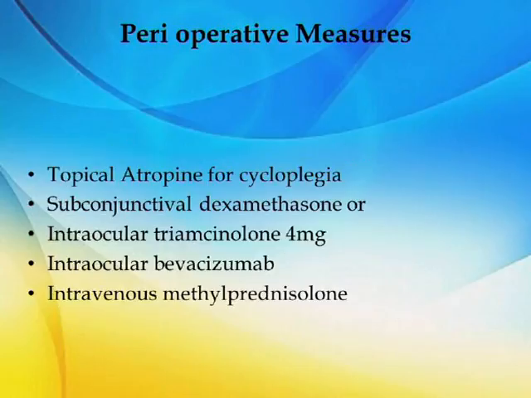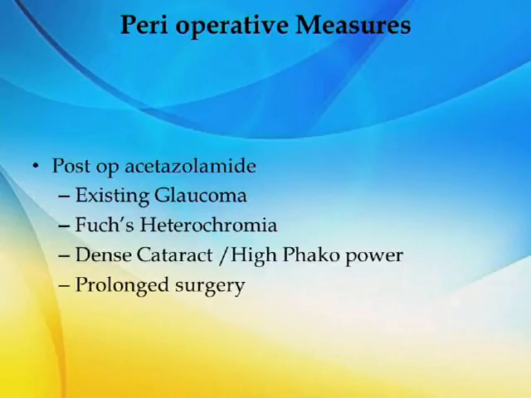Topical atropine can be used for cycloplegia, but try to withdraw it earlier because we want good pupillary mobility. Subconjunctival dexamethasone or intraocular triamcinolone can be decided on in these patients. Post-op acetazolamide should be prescribed when there is existing glaucoma, when there is Fuchs heterochromia, or the cataract is so dense that you have used high phaco energy, and if the surgery was prolonged, on the first day itself it's better to put them on acetazolamide.